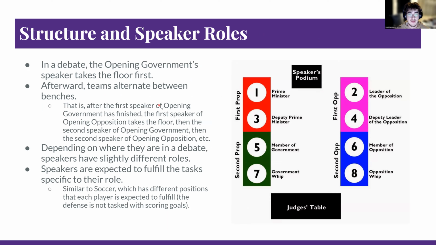That is, after the first speaker of opening government has finished, the first speaker of opening opposition takes the floor, then the second speaker of opening government, then the second speaker of opening opposition, etc. As you can see, it creates a little zigzag where it's 1, 2, 3, 4, 5, 6, 7, 8, and ends with the opposition whip.